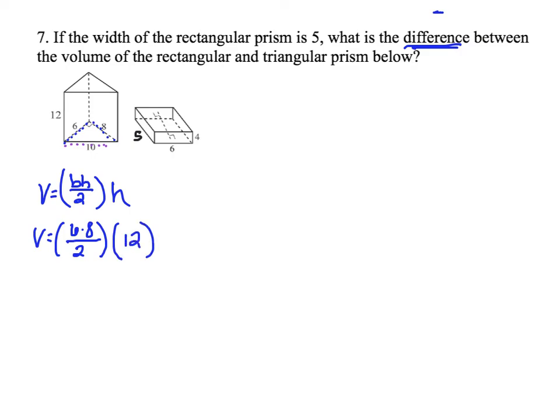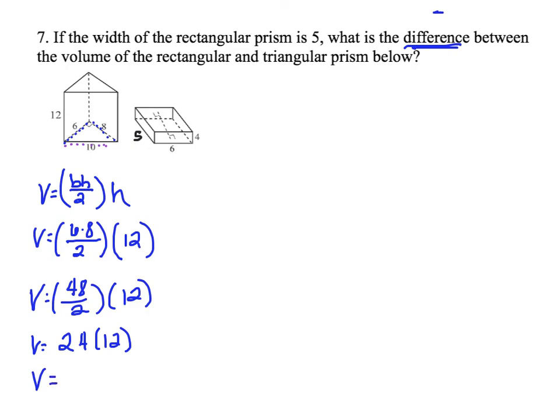Be sure you correct this now if you had 10 as your base. So here I'm going to multiply in the parentheses. 6 times 8 is 48, divided by 2, times 12. 48 divided by 2 is 24. I'm going to multiply that by 12, and I get a volume of 288 units cubed. I left it as units because it didn't tell me specifically inches, centimeters, meters, anything like that. So this is the volume of the triangular prism.